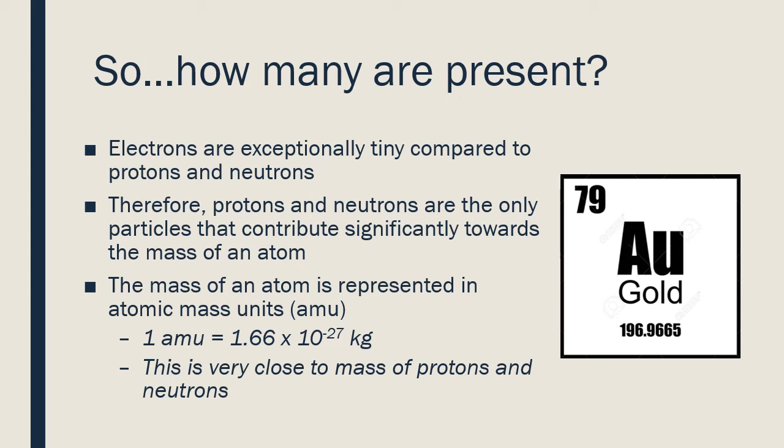The mass of an atom is represented in a unit other than kilograms, called the atomic mass unit, or AMU for short. This is done so that the numbers are more manageable. 1 AMU is equal to 1.66 times 10 to the negative 27 kilograms. You'll notice this is exceptionally close to the mass of protons and neutrons, and so for the sake of our rounding, we are going to say that 1 AMU would be the equivalent in mass of a proton or a neutron.